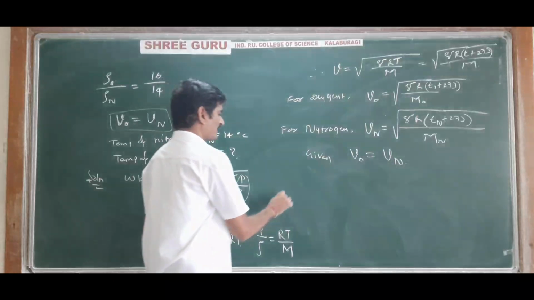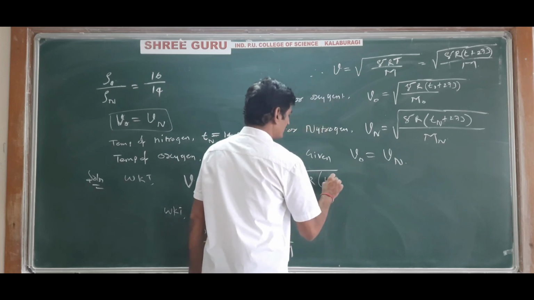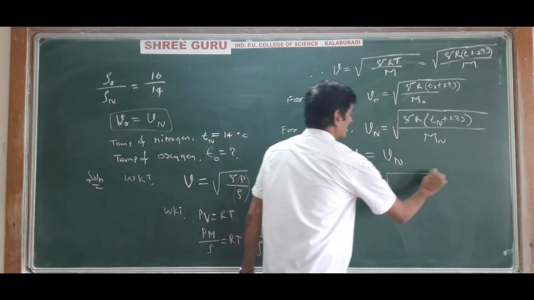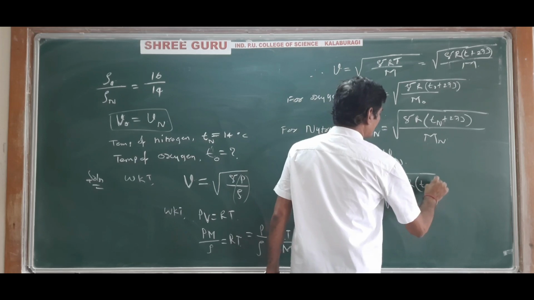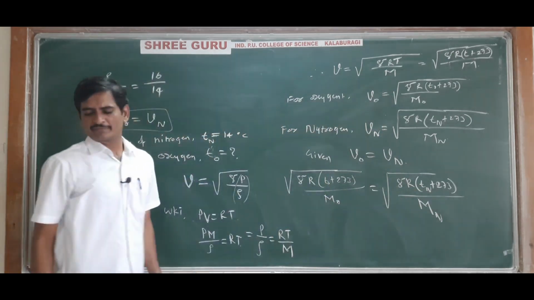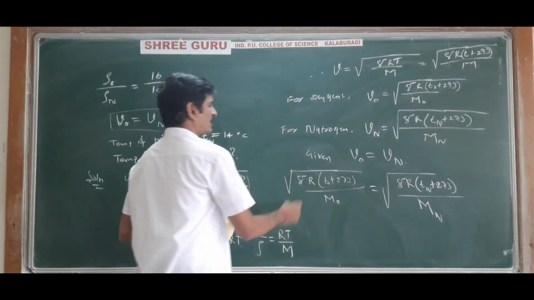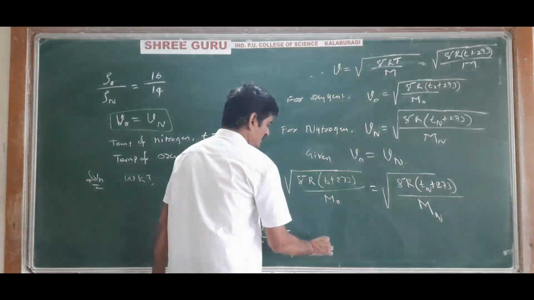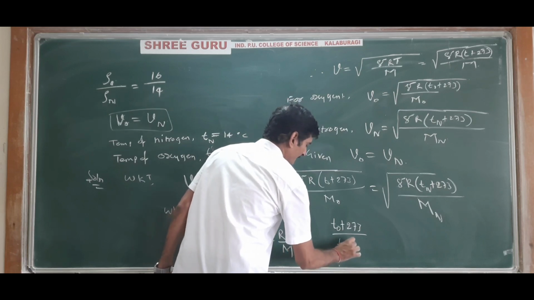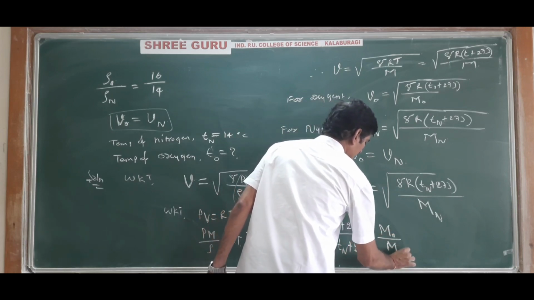So therefore, equating both formulas: under root gamma R into (T naught plus 273) divided by M naught equals under root gamma R into (Tn plus 273) divided by Mn. Gamma, the ratio of specific heats, is the same for both nitrogen and oxygen, and R is also the same. So gamma and R both cancel, and you can write (T naught plus 273) divided by (Tn plus 273) is equal to M naught divided by Mn.